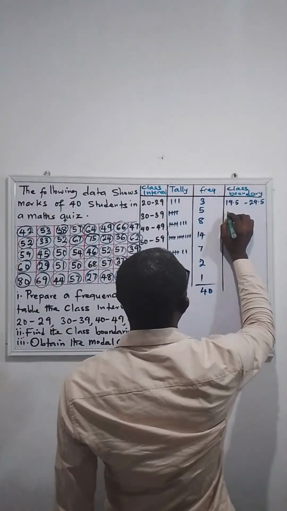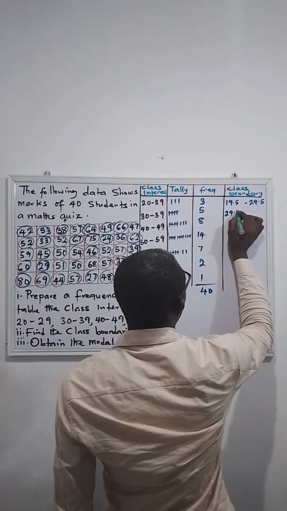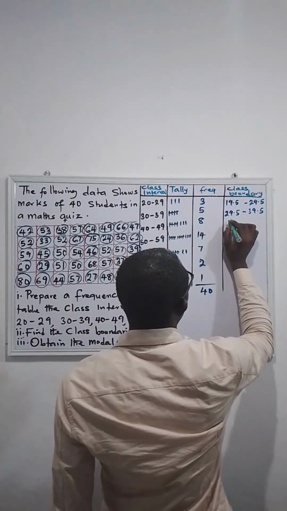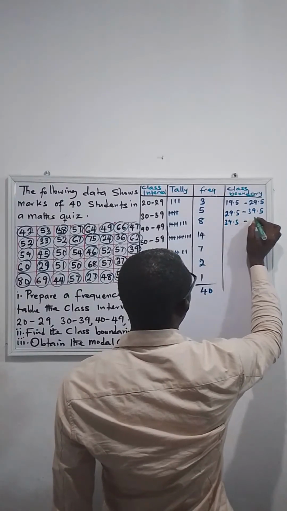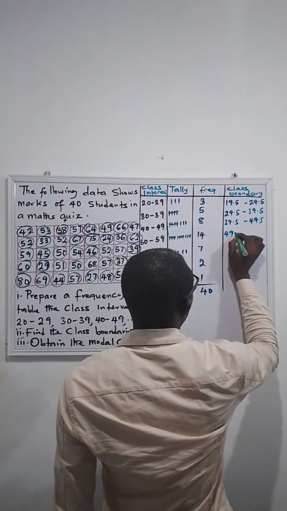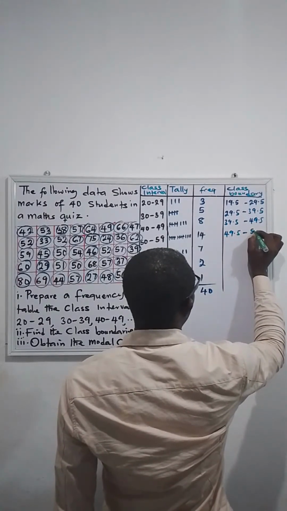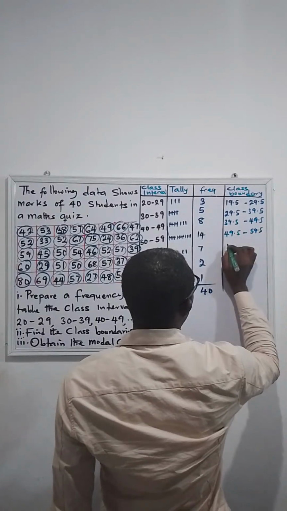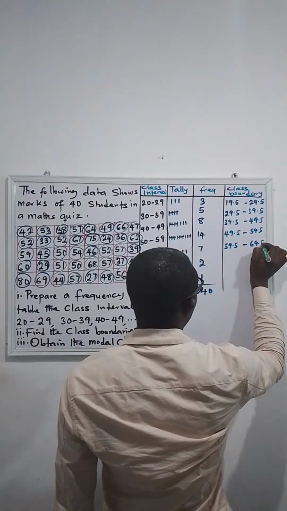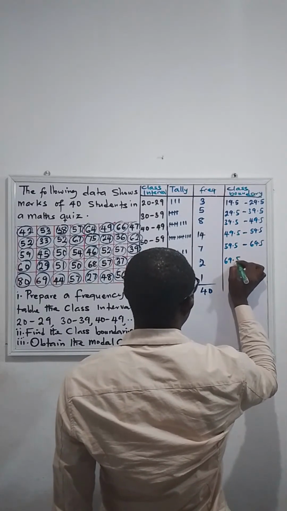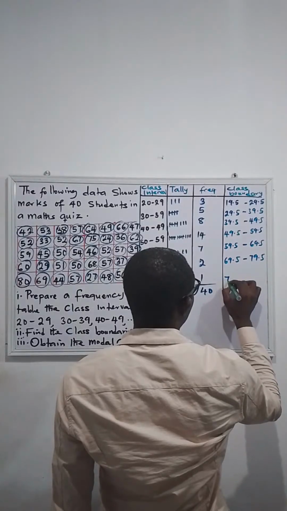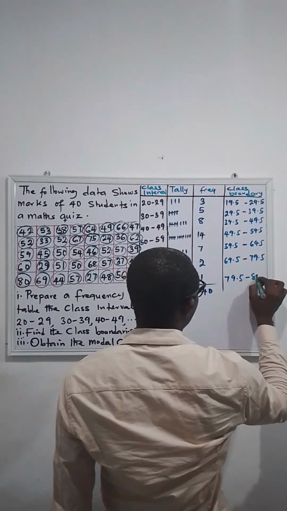So we do that to everything here. Now we have 29.5 to 39.5. Then 39.5 to 49.5. Then 49.5 to 59.5. Then 59.5 to 69.5. And 69.5 to 79.5. And then 79.5 to 89.5.